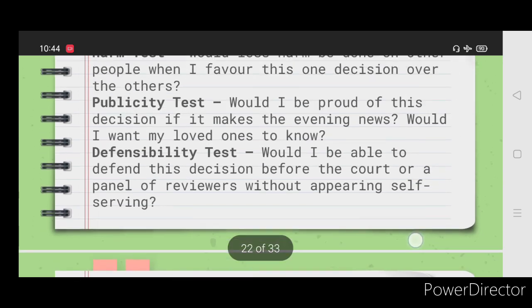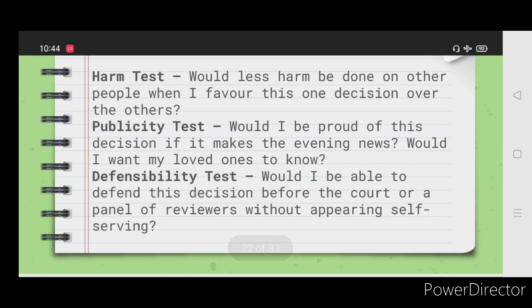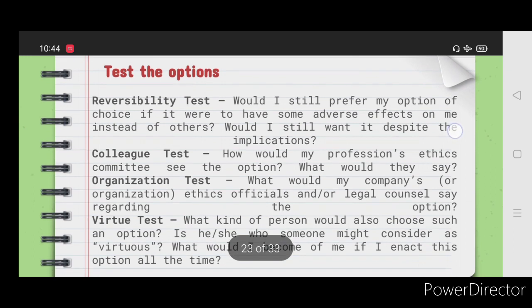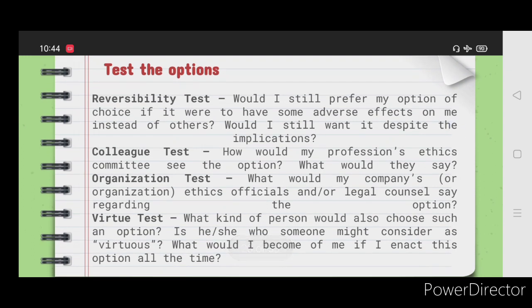Okay? So next is the defensibility test. Would I be able to defend this decision before the court or panel or reviewers without appearing self-serving? Diba? So next is reversibility test. Okay? Would I still prefer my option of choice if it were to have some adverse effects on me instead of others, or would I still want it despite the implications?